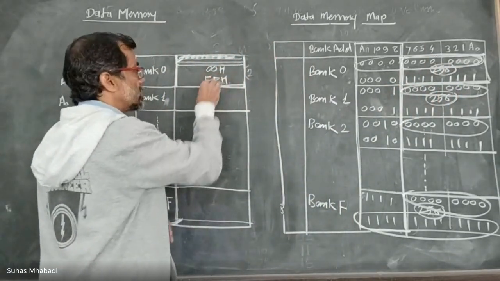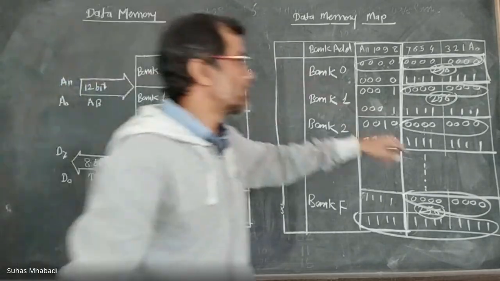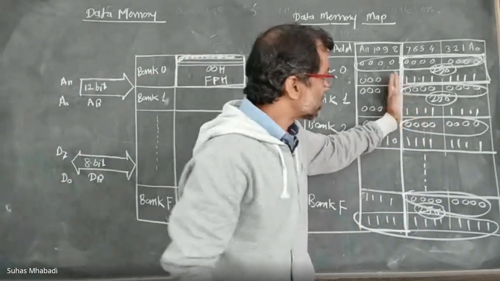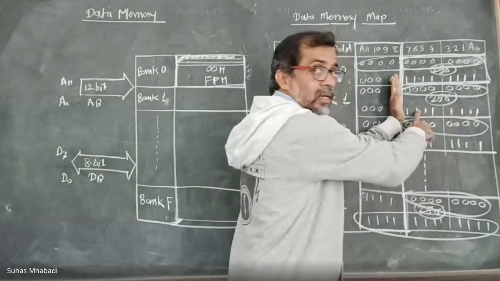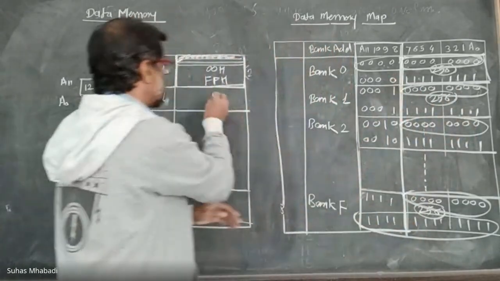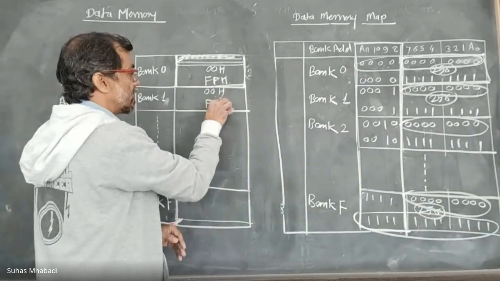FFH. Here we got 256 registers. One more time. Bank number one. The first address is 00H. Last address is FFH. This is 00H. Last is FFH.